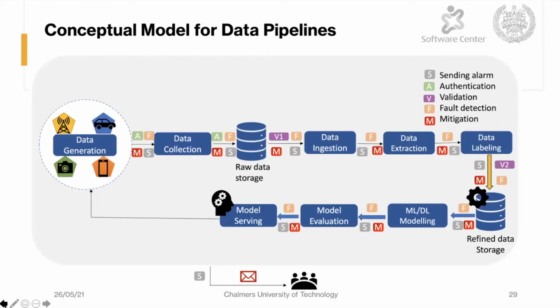For instance, the data generation, data collection, data storage, data ingestion, data extraction, data labeling, all these are node level capabilities, and sending alarm, authentication, validation, fault detection, mitigation, etc. are some of the connector level capabilities.